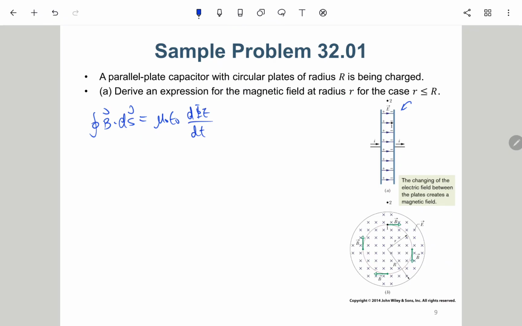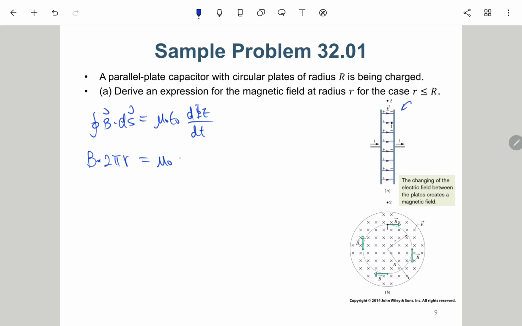On the left side, we don't try to repeat it again and again. It turns out to be B times 2 pi r, according to the symmetry. The B and the ds point in the same direction, so B dot ds will be B times ds, and B will be uniform for the whole circular Amperian loop. So it turns out to be a multiplication for this integration. I don't try to repeat the steps.